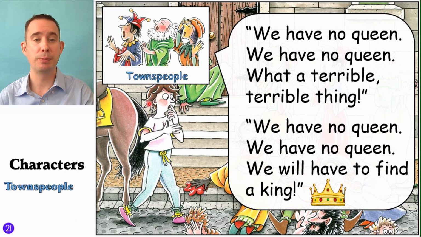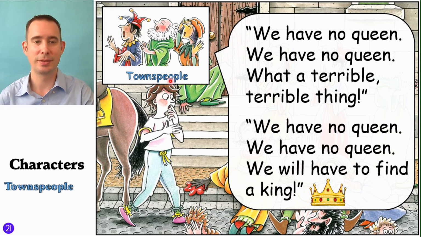All right, now for the townspeople. So if you want to do this as a group, a choral style, you can definitely do it. Or you can take it. I'll go and you read with me. Ready? We have no queen. We have no queen. What a terrible thing. Oh, 2 terribles in there. Let's try that again. What a terrible, terrible thing. We have no queen. We have no queen. We will have to find a king.